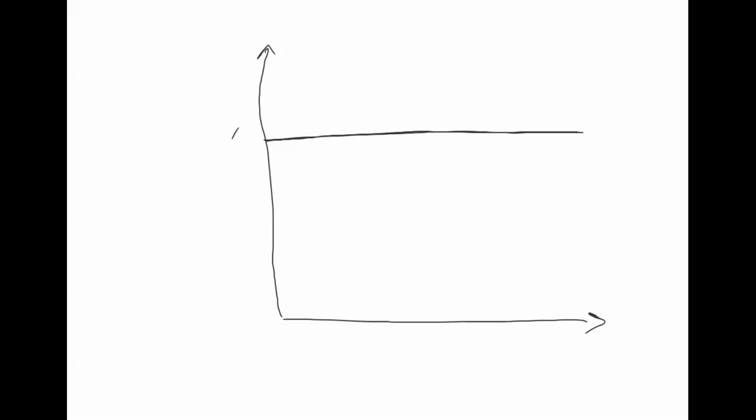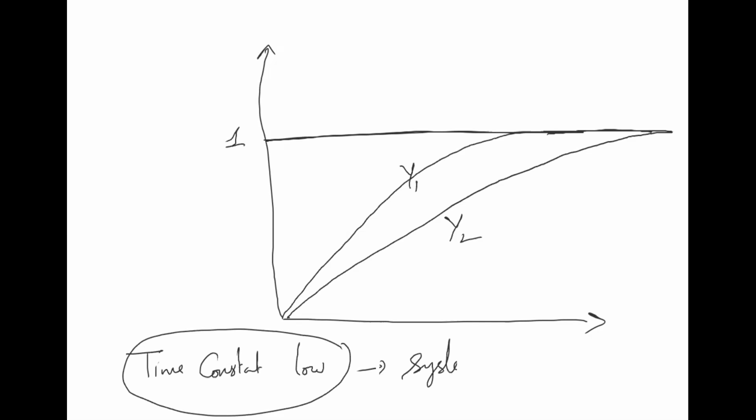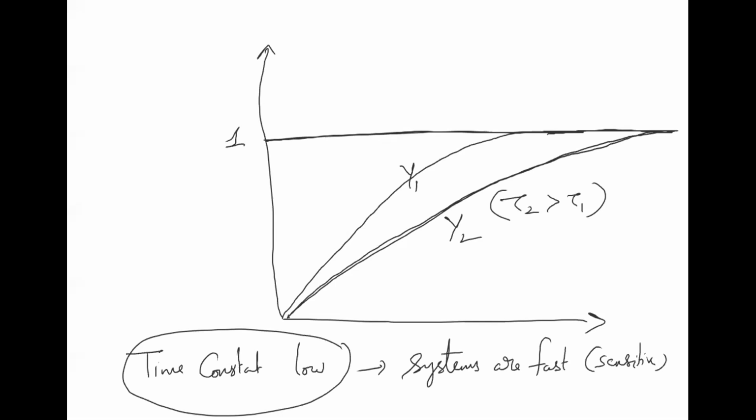So basically, their ultimate values are 1, but y1 reaches faster, y2 is slow. Y2 is slow, y1 is faster because time constant is low. So the statement is time constant low means systems are fast or sensitive. So the response of y2 is slower because the time constant is higher. This is tau 2 which is greater than tau 1. Tau 2 greater than tau 1.